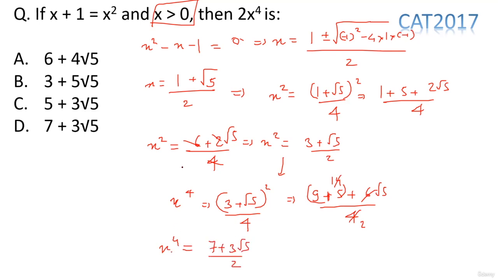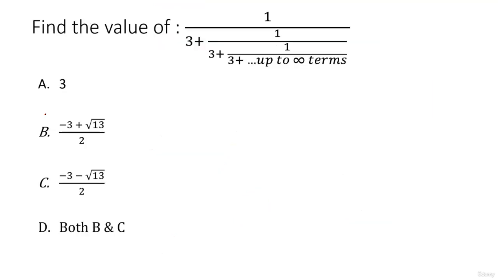But we do not need x raised to 4, we need the value of 2x raised to 4, right? So multiply by 2 on both sides or take the 2 on the left hand side. You will get 2x raised to 4 will be nothing but 7 plus 3 root 5. This is option D. Direct. First we found x, squared twice, and finished the answer. Let's go on further, guys.